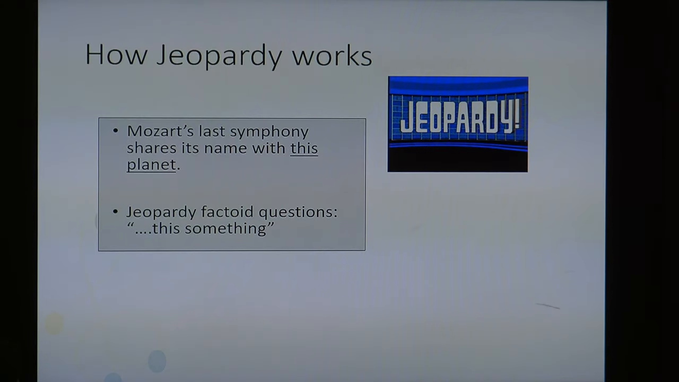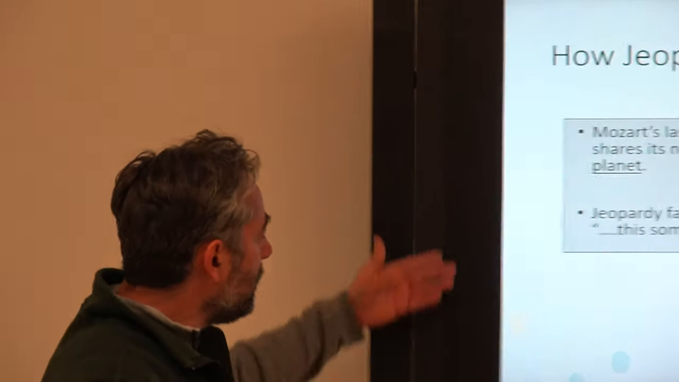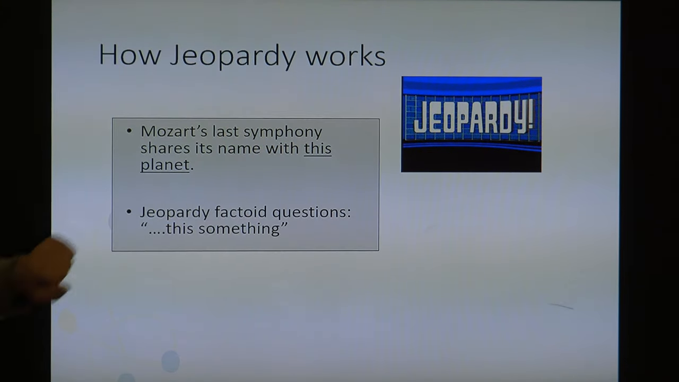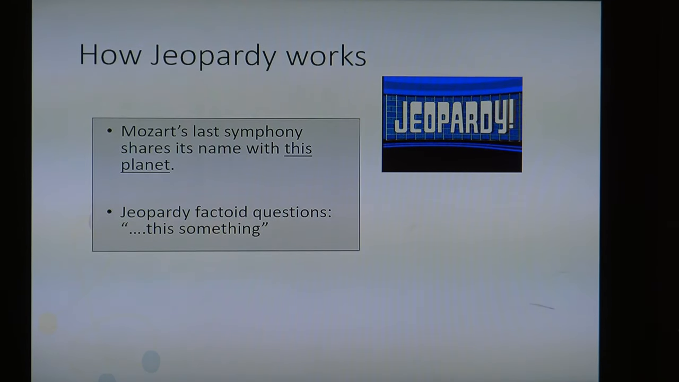I have this slide about how Jeopardy more or less works. This is a very high-level kind of description. But in Jeopardy, you know the game Jeopardy, okay? So I give you a sentence. For example, Mozart's Last Symphony shares its name with this planet, okay? And then you have to answer with the question, who is this or what is that? So here's the sentence, Mozart's Last Symphony shares its name with this planet. And you have to come up with the question. What would be the question? Do you know the answer?